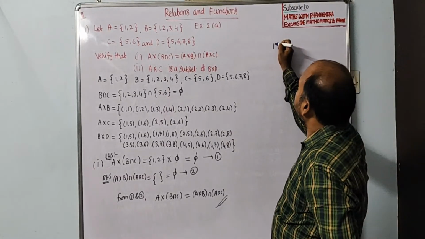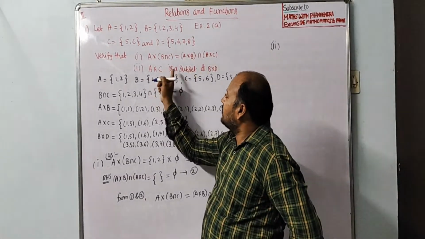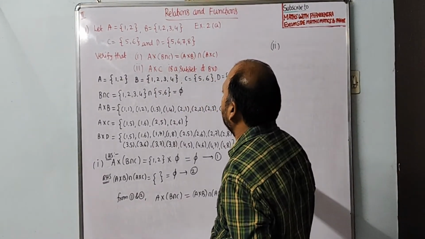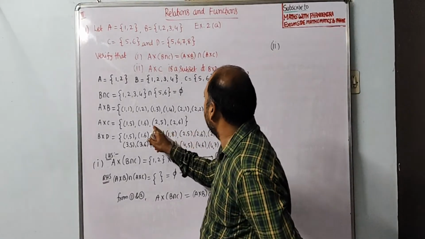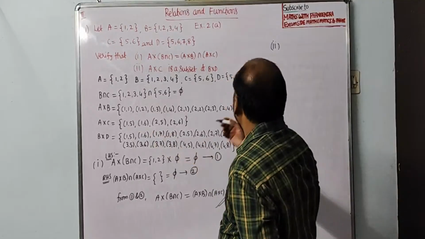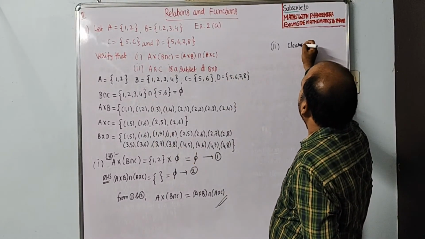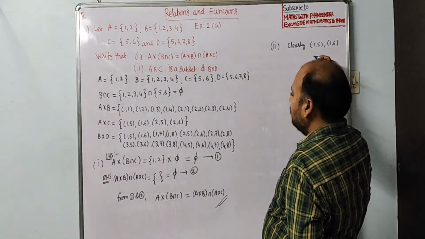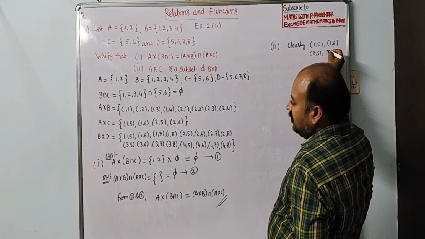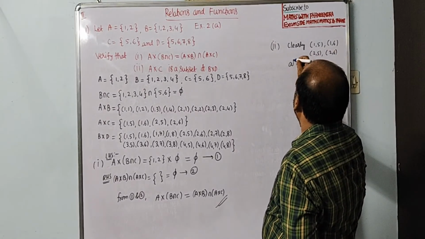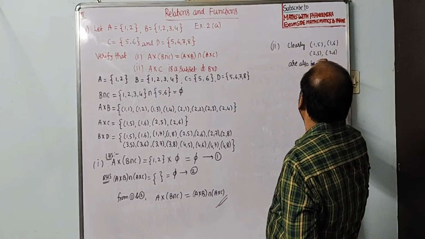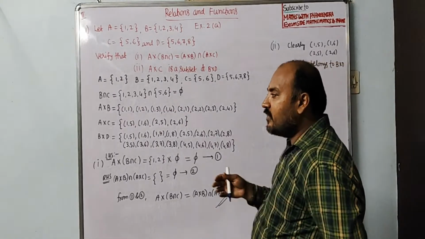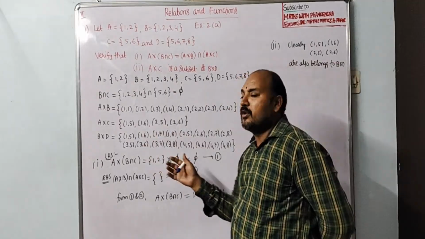Now come to question number 2, Roman numeral 2. A cross C is a subset of B cross D. See how to prove that: take some of the elements of A cross C and B cross D. Clearly (1, 5), (1, 6), (2, 5), (2, 6) also belong to B cross D.